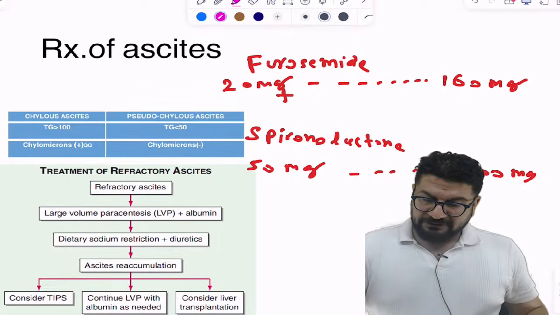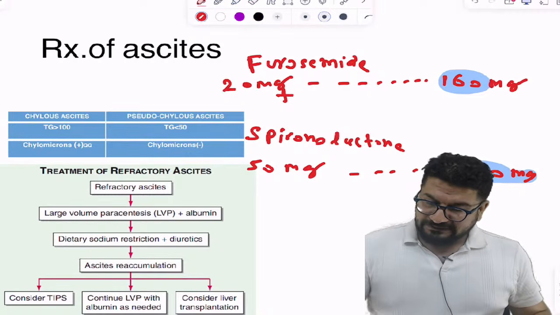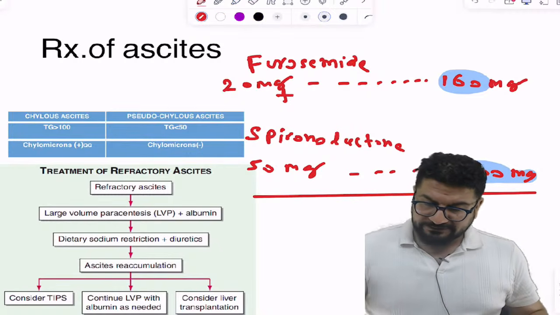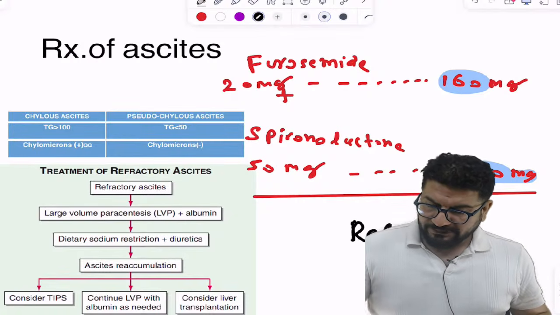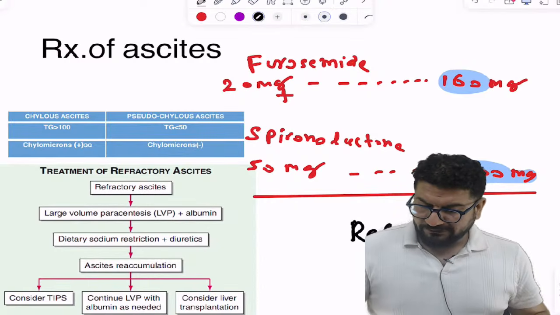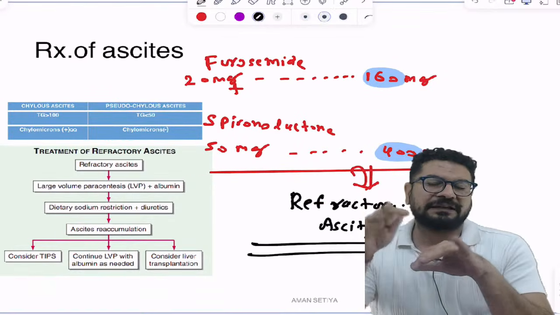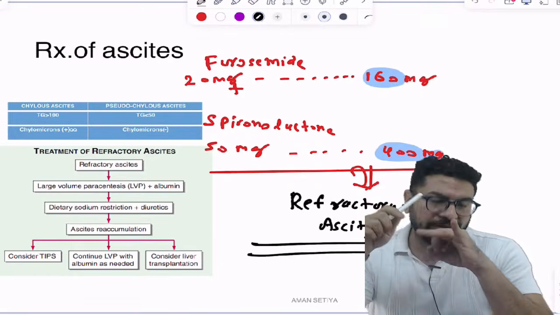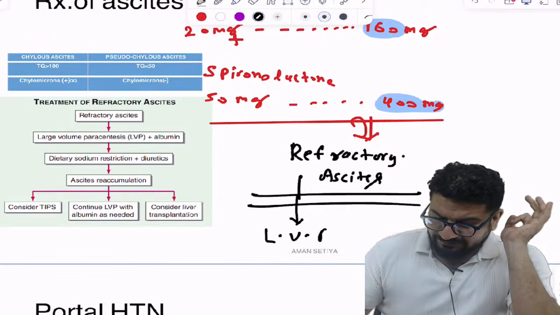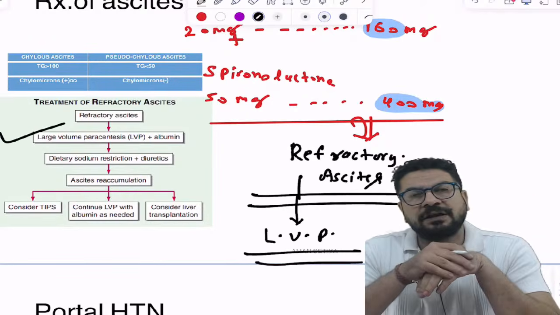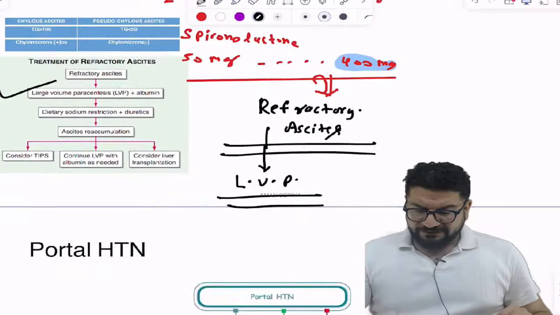Suppose there is no improvement with this maximal dose. What is the maximal dose? 160 mg furosemide, 400 mg spironolactone. This ascites is called refractory ascites. So they ask you the question, what is refractory ascites? Refractory ascites means ascites which is not responding to salt restriction plus maximal tolerable dose of furosemide 160 mg and spironolactone 400 mg. So in refractory ascites what will you do? You will do LVP, which means large volume paracentesis. And if the patient's albumin is low, then we have to give albumin. So this is about refractory ascites.